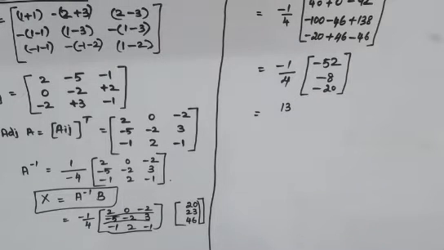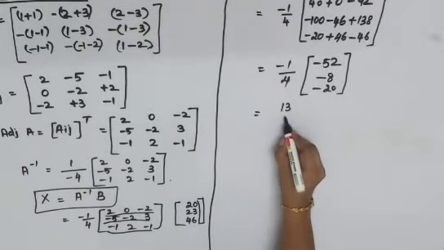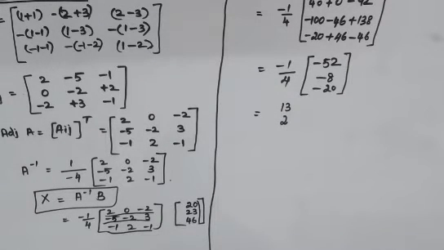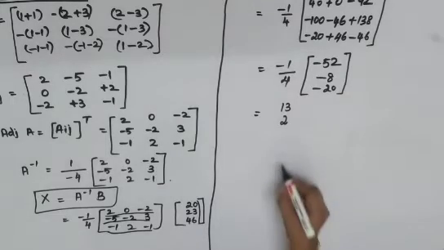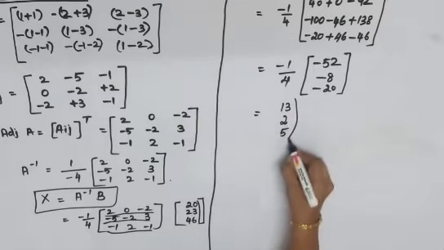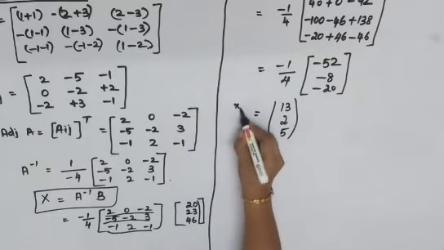The second is minus 8. The outer minus is there, so it will become plus 8 by 4, and we get 2. The third one is minus 20. With the outer minus it will become plus, so plus 20 divided by 4, you will get 5. So this is nothing but your x, y, z.